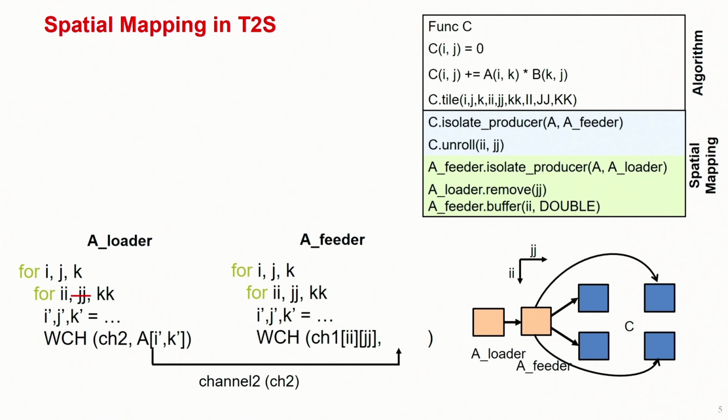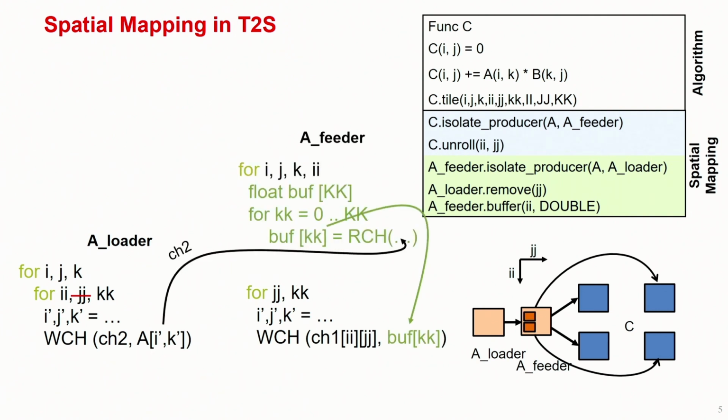But now, because we have already removed a loop in the ALoader, and ALoader and AFeeder had a producer-consumer relationship, removing a loop in the producer but not in the consumer actually breaks this data flow relationship. Hence, in order to recover this data flow relationship, the user inserts a buffer in AFeeder at the appropriate loop location. In this particular case, this loop location is ii. And now ALoader and AFeeder are connected using channel CH2, and ALoader sends the data of matrix A using CH2 to AFeeder. AFeeder reads the channel and writes the values to the buffer, and further it uses the values from the buffer to feed the systolic array of the main compute PEs.